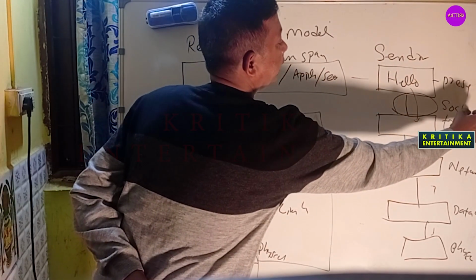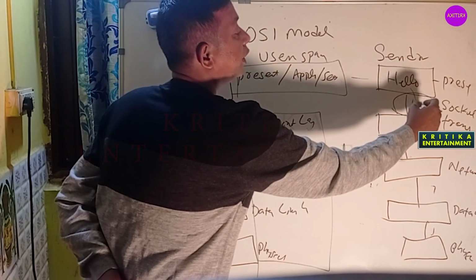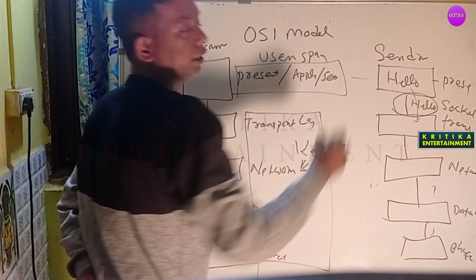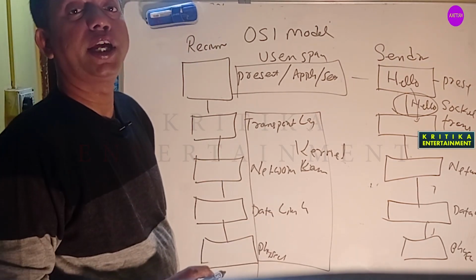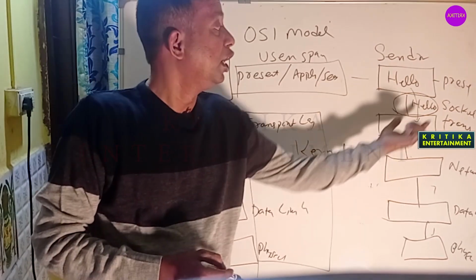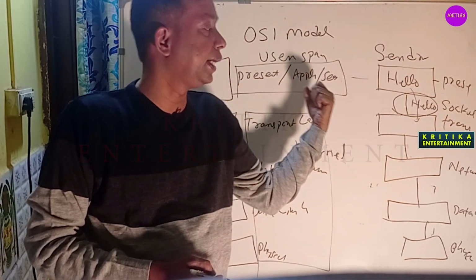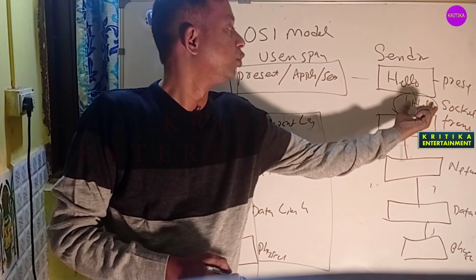Okay, one socket is created. When you write the hello, it will first be written into this file, socket hello. That means the socket is a temporary file, so whenever you send the message from the presentation layer, the socket will read the data from the presentation layer and store it inside. So this is called hello.